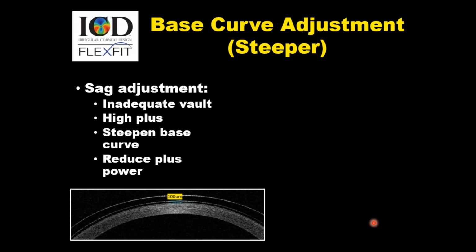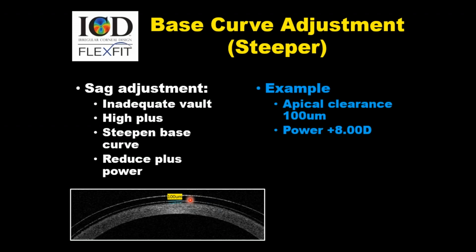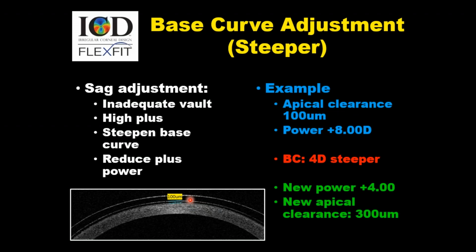Conversely, if we have a lens with too little apical clearance and it's a plus lens, then changing the base curve, steepening it, might reduce the plus power that we've created as well as give us more apical clearance. So if we take this example, apical clearance of 100 microns with a calculated lens power of plus 8, if we were to go four diopters steeper, then that would mean we can have a lower power of plus 4 and we could increase the apical clearance 200 microns. Remember, for every diopter that we change the base curve equals 50 microns in sagittal height change.